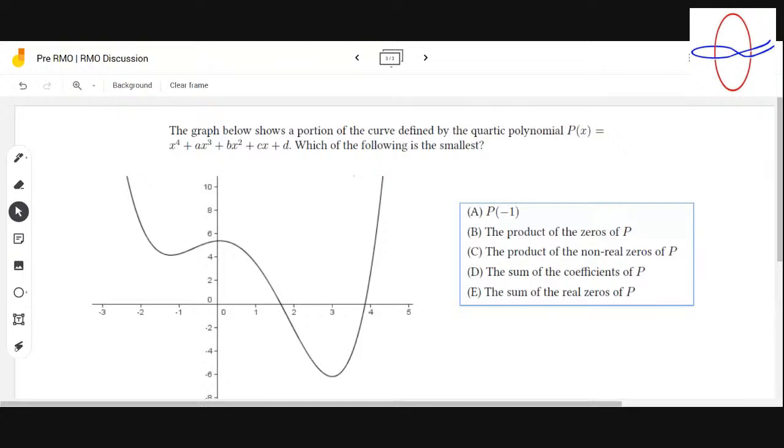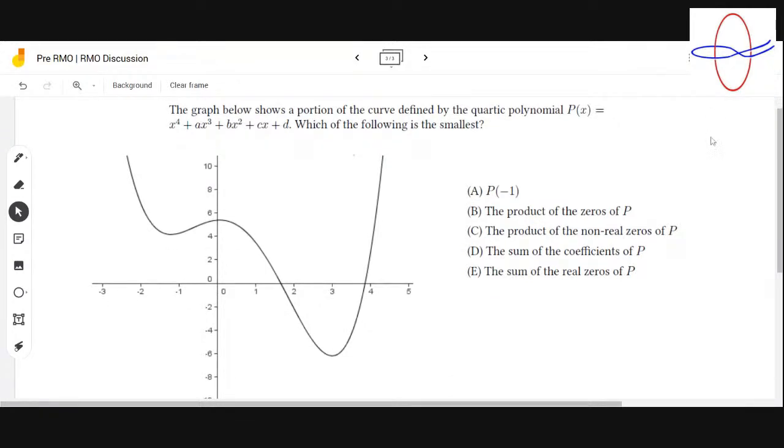Quartic means degree 4. You're right. The graph below is a quartic. Now, which of the following is true? Think about it, guys.